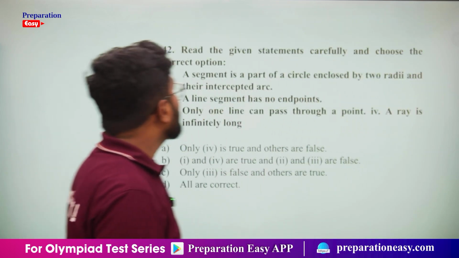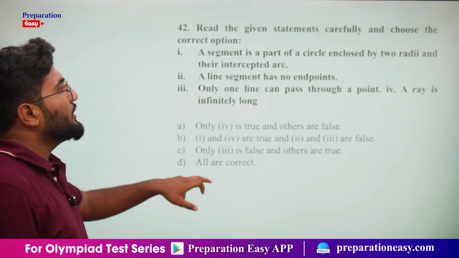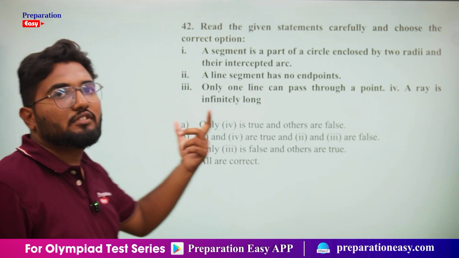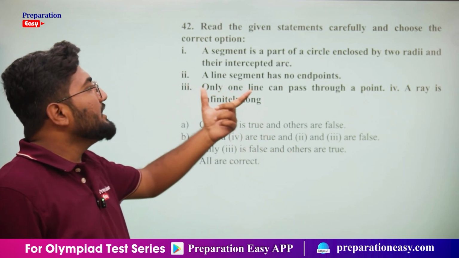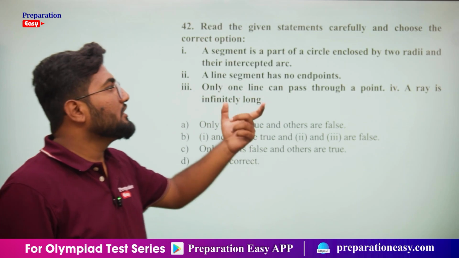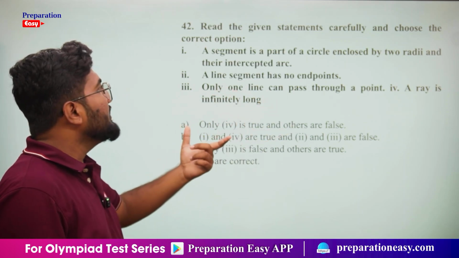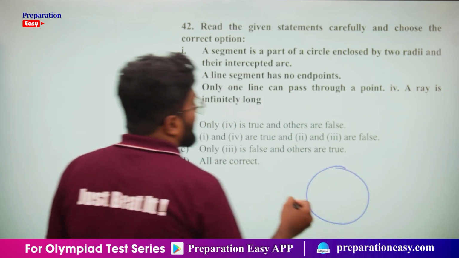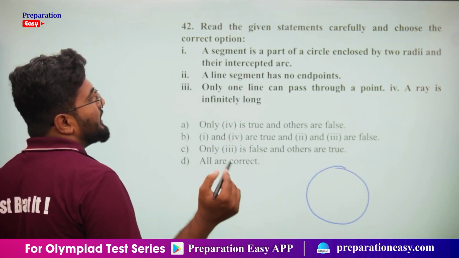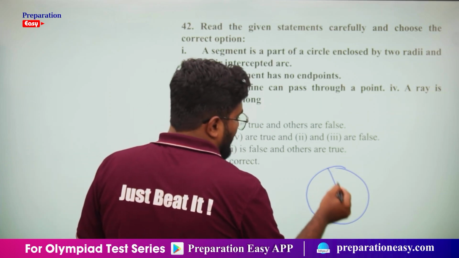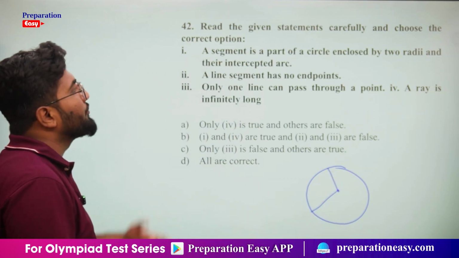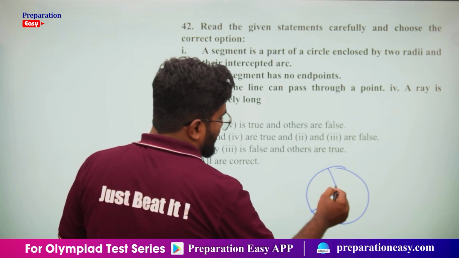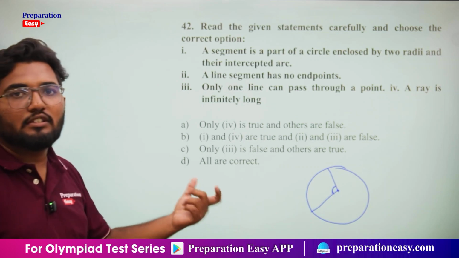Next question, question number 42. Read the options and we have to select the correct option. A segment is a part of a circle enclosed by two radii and their intercepted arc. If this is a circle, then a segment is a part of the circle enclosed by two radii and their intercepted arc. This would be a segment.